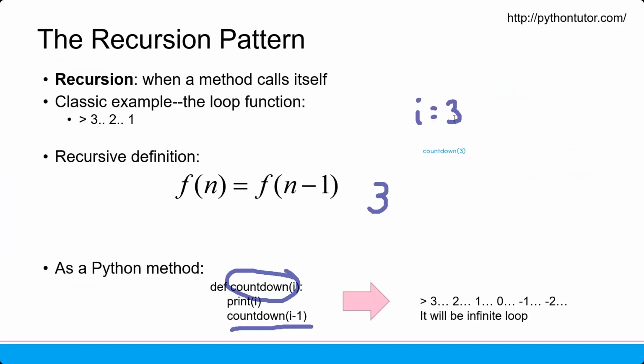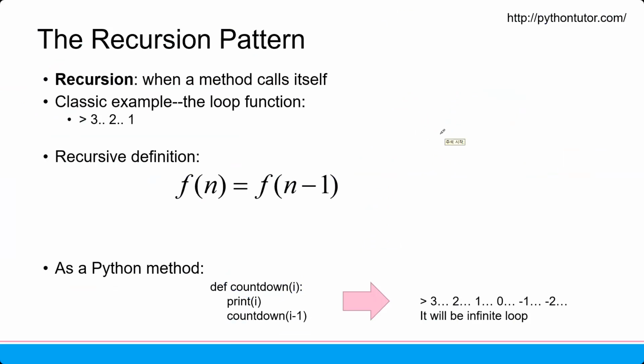We know I is 3. So we will call the countdown(2). Okay, so it decreases by 1. And then we will print I, so we will print 2. And then again countdown(I minus 1). So I call again the same function.